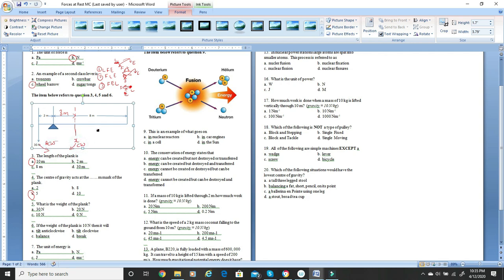So we know that anti-clockwise moments equal clockwise moments. And that is just saying that force times distance on the anti-clockwise side is also equal to force times distance on the clockwise side. And so they will balance out. So the force here is 30 newtons. And the distance that the force is away from the pivot is 2 meters.